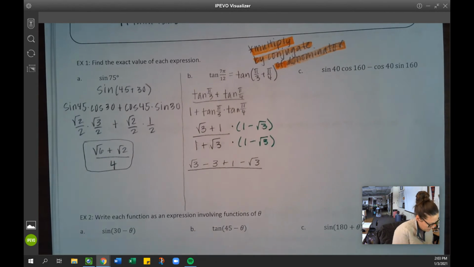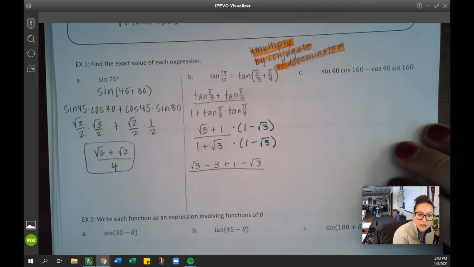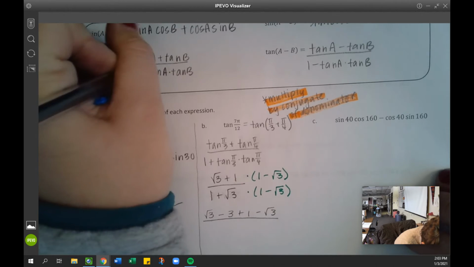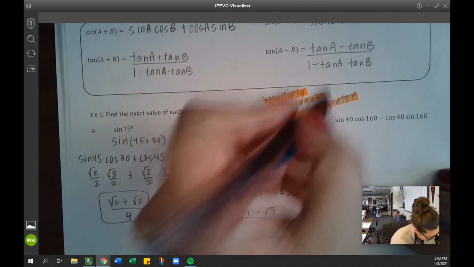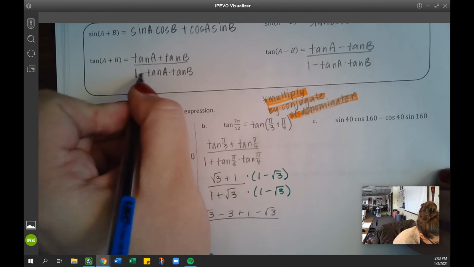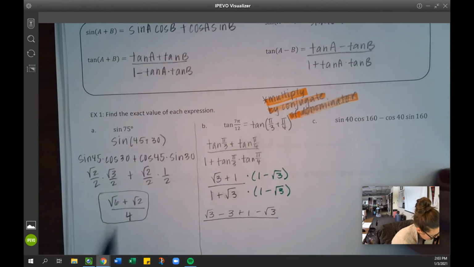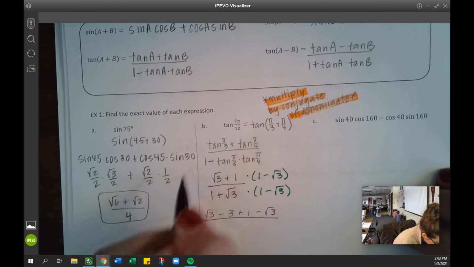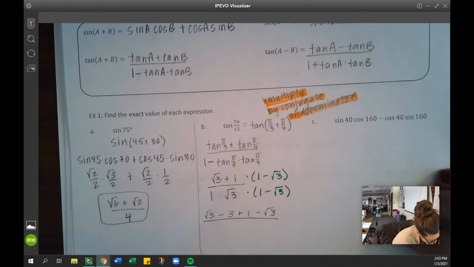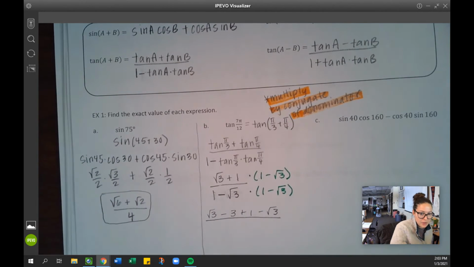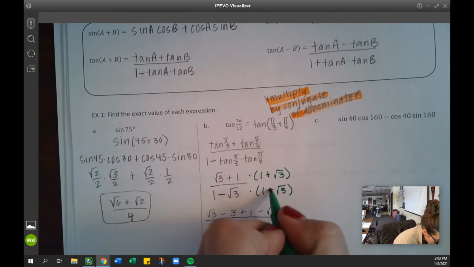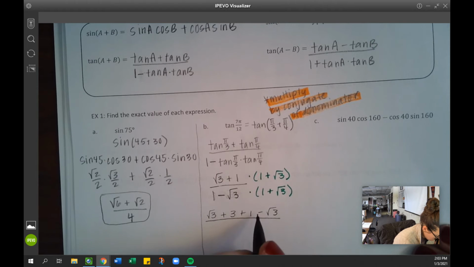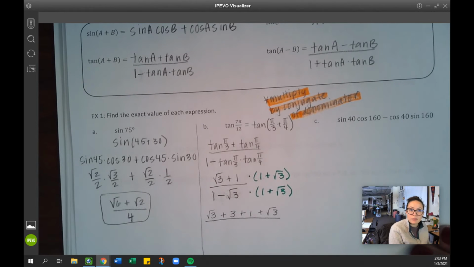Oh shoot, you know what? I just realized I messed up the identity. This needs to be a minus here. I'm sorry, guys. So this is a minus, and this is a plus, which is going to change things a little bit. So that's a minus. That's a minus, which means that we actually need to be multiplying by 1 plus the square root of 3, which is going to make all of these positives. So sorry about that.